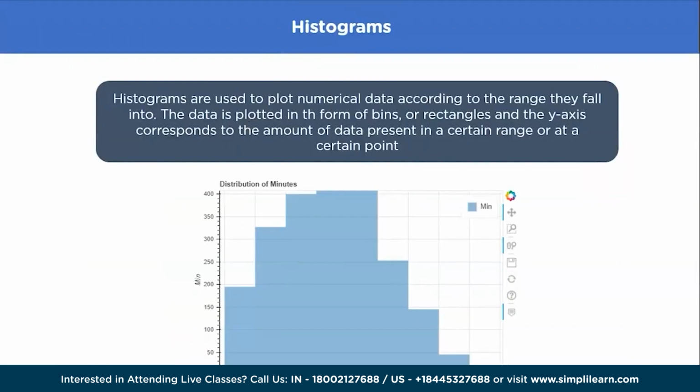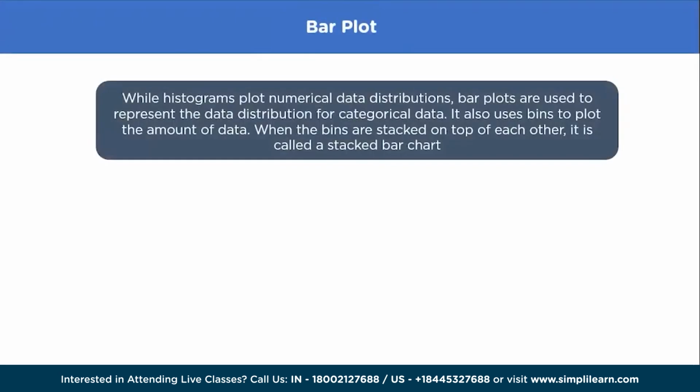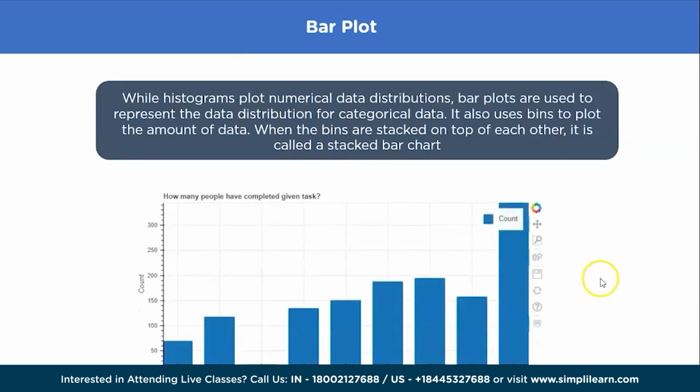So now we've taken a look at histograms. Let's move on to bar plots and understand how exactly they're different from histograms. In histograms, you have plotted numerical data distributions as of yet. In bar plots, you plot for categorical data. It also uses bins to plot the amount of data. When the bins are stacked on top of each other, it's called a stacked bar chart. This is basically what a bar chart looks like.